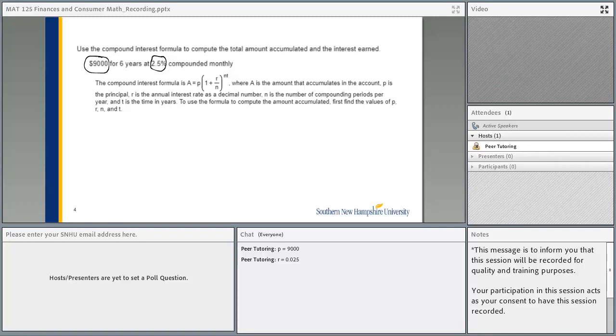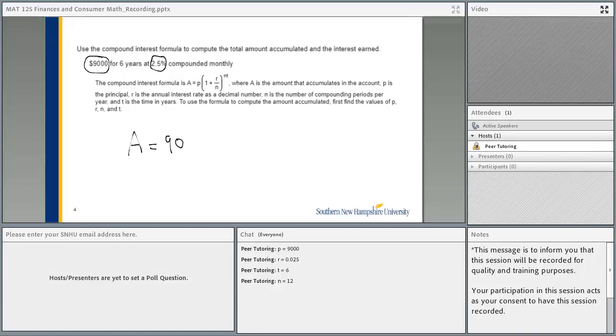The next thing we want to look at is T, which is equal to 6 years, and N, the number of compounding periods per year. It looks like we are compounding monthly, so N is going to be equal to 12. So essentially we want to find this amount here, and we have everything we need.